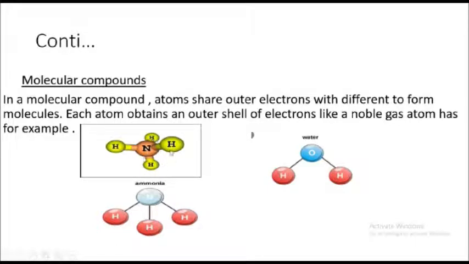A full shell does not only mean that the elements contain 8 electrons in their outer shell, but that they become stable.